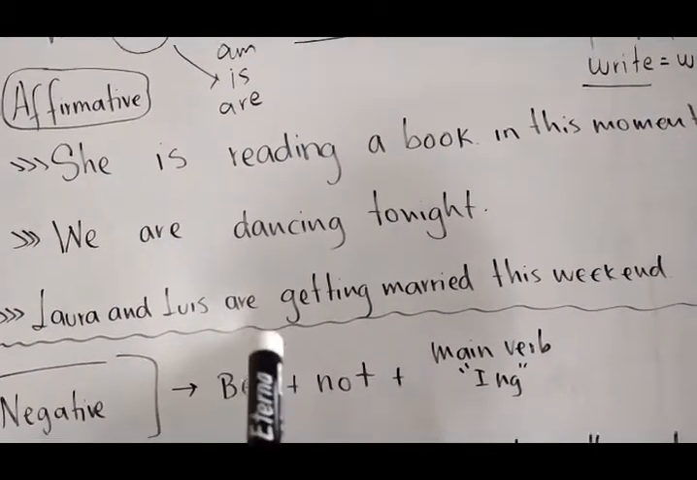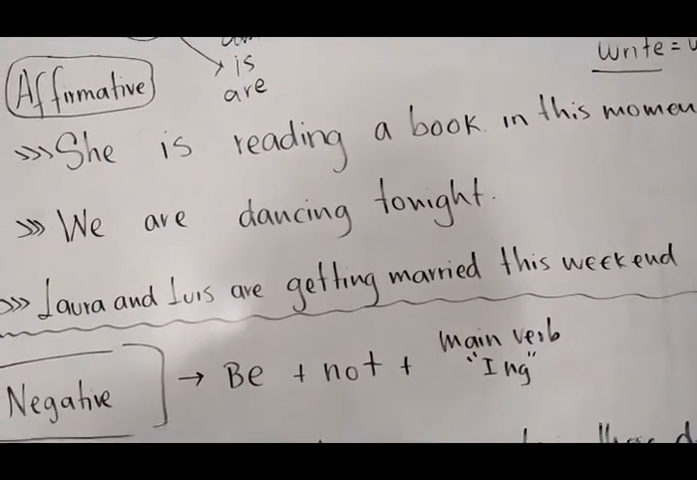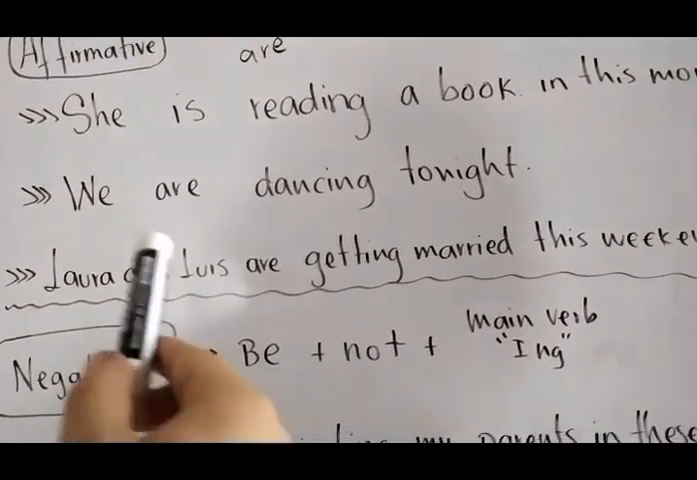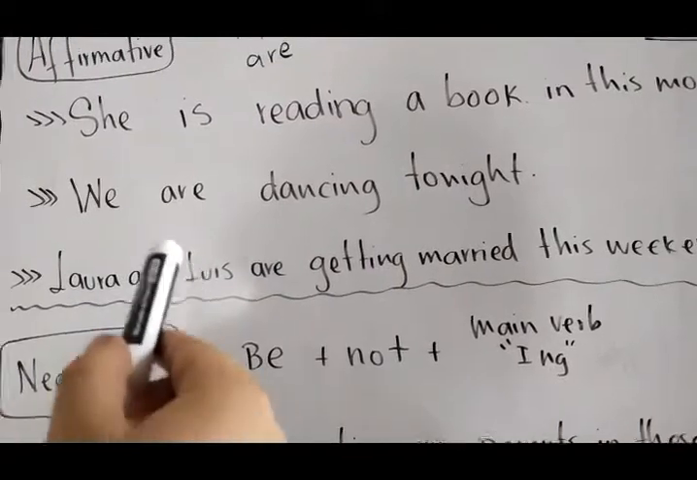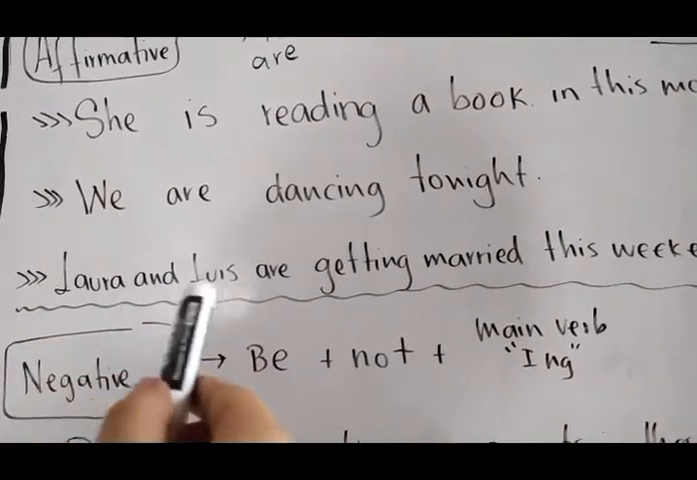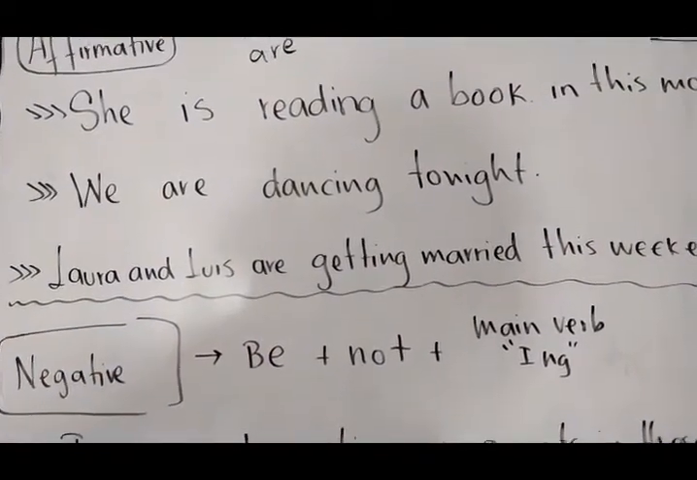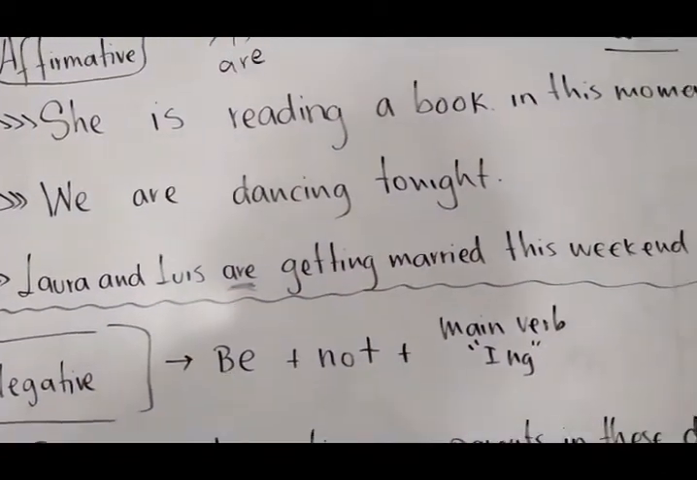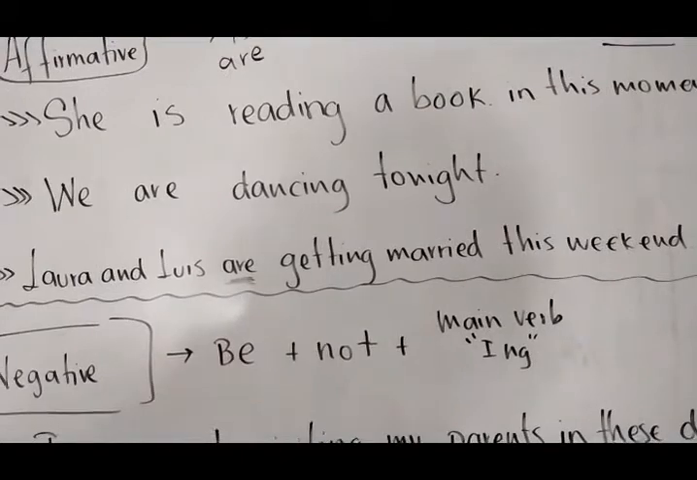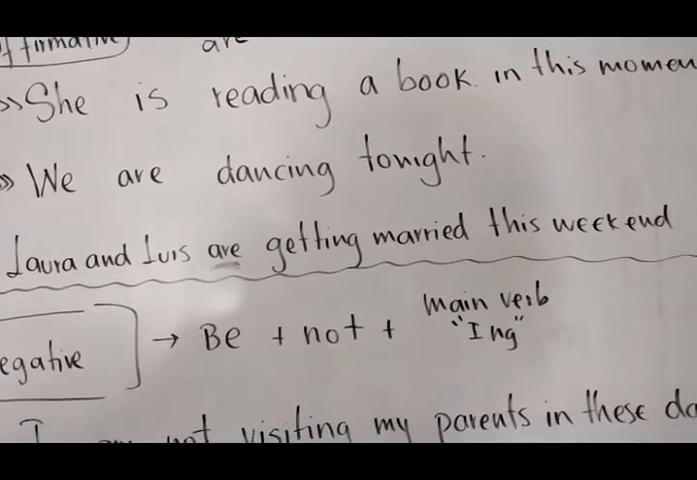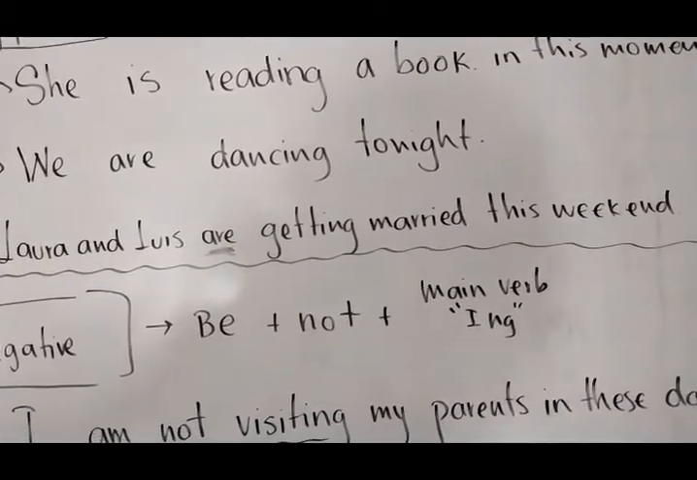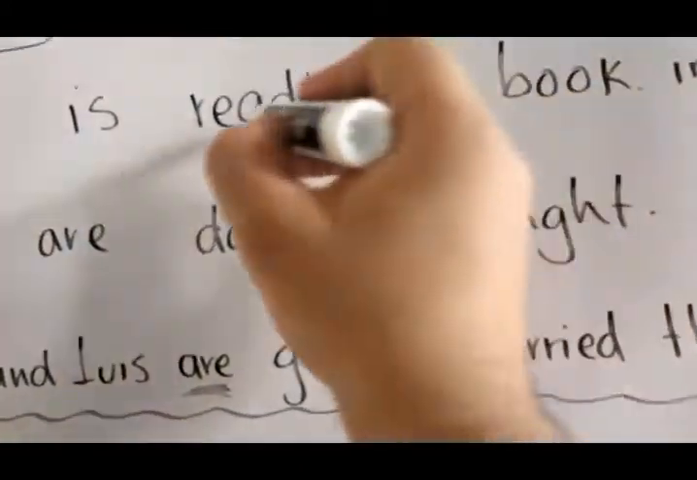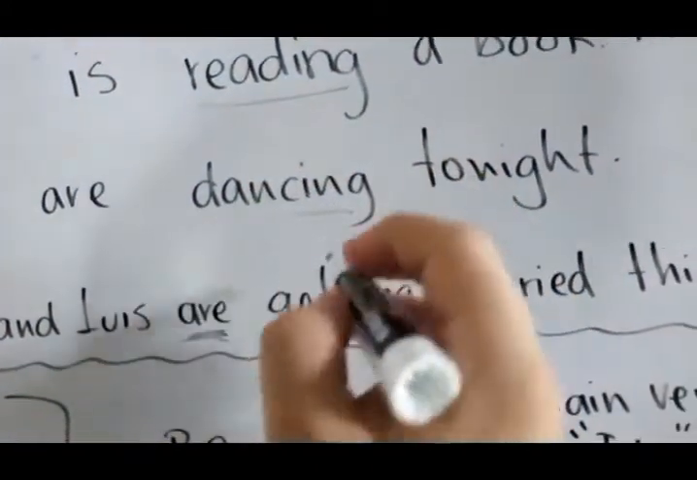Laura and Luis are getting married this weekend. Miren que en este caso estamos hablando de Laura and Luis. Estamos hablando de un pronombre que podría reemplazar Laura y Luis, sería ellos, they. Por lo tanto, en este caso utilizamos are, because we are talking about two persons. So, Laura and Luis are getting married this weekend. Laura y Luis se casan este fin de semana. Remember, ing to the main verb.